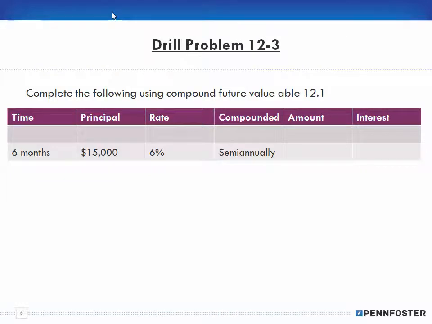So, drill problem 12-3. Complete the following using the compound future value table. That should be a T for table. Make sure you're getting the right table.